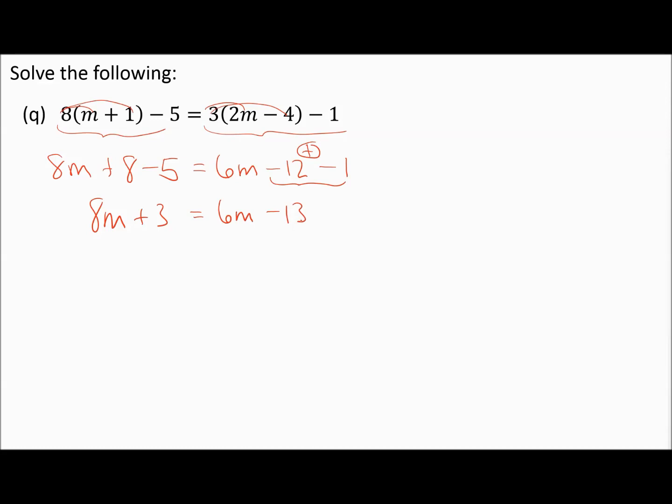You've got to decide which is your variable side and which is your constant side. And the variable side, let's let it be the one with the largest coefficient, so the left side, which means I subtract 6m from each side of the equation. So that cancels.